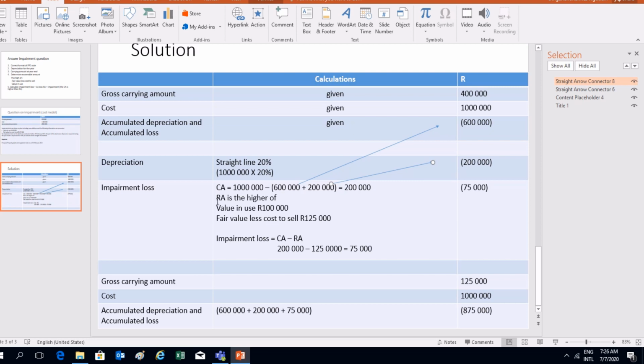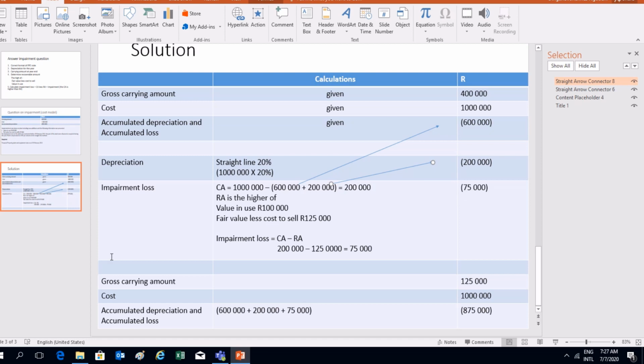What is my recoverable amount? It is the higher of value in use, which is 100,000, and fair value less cost to sell, 125. Which one is higher? I know my carrying amount is 200,000, and my recoverable amount will be 125. Therefore, I'm saying the carrying amount that I have for this asset is this, but I know very well I can only recover this. It means I can't recover 200,000, but I can recover how much? 125. Therefore, the amount above 125 is impaired. Then it's how much? 75,000.